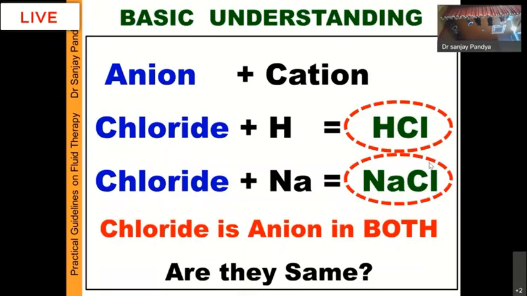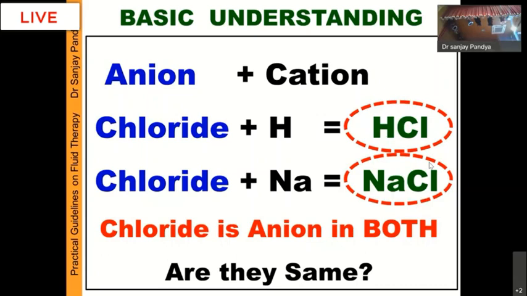Anion plus cation. If to chloride we add H, what will happen? Chloride plus H ion, say it loudly. HCl. Acidic or not? Now to chloride I have added sodium. So what will happen? NaCl, salt.